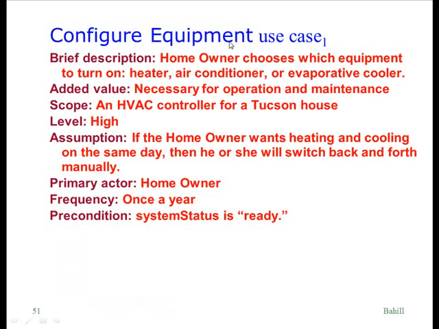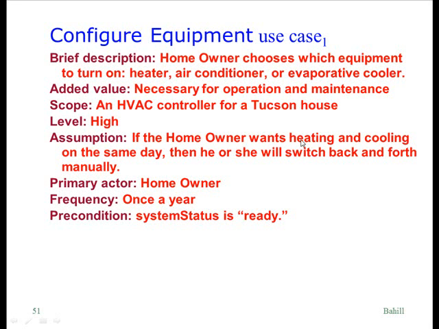It says configure equipment. The homeowner chooses which equipment to turn on: the heater, air conditioner, or evaporative cooler. Why is this needed? What's the added value? It's necessary for operation and maintenance. I think early on we said that the homeowner has to perform the maintenance on the system. So that's why we need this use case, configure equipment. So the homeowner has to select which equipment to turn on or off in case they have to perform some maintenance.